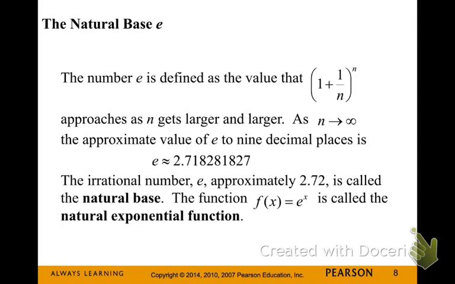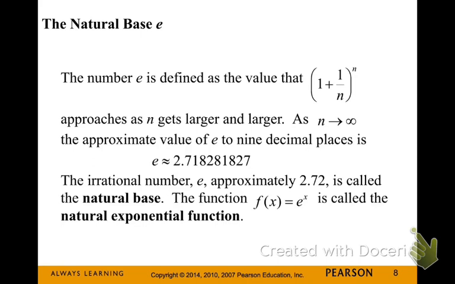There's also a very special type of base that we need to talk about, the natural base e. The number e is defined as the value that the quantity 1 plus 1 over n to the n power approaches as n gets larger and larger. So as n is getting closer and closer to infinity, so we're plugging in larger and larger values for n, the approximate value of e to 9 decimal places is about 2.718281827, and so on and so on. It's an irrational number, so it's going to keep on going. But we approximate it to be about 2.72.